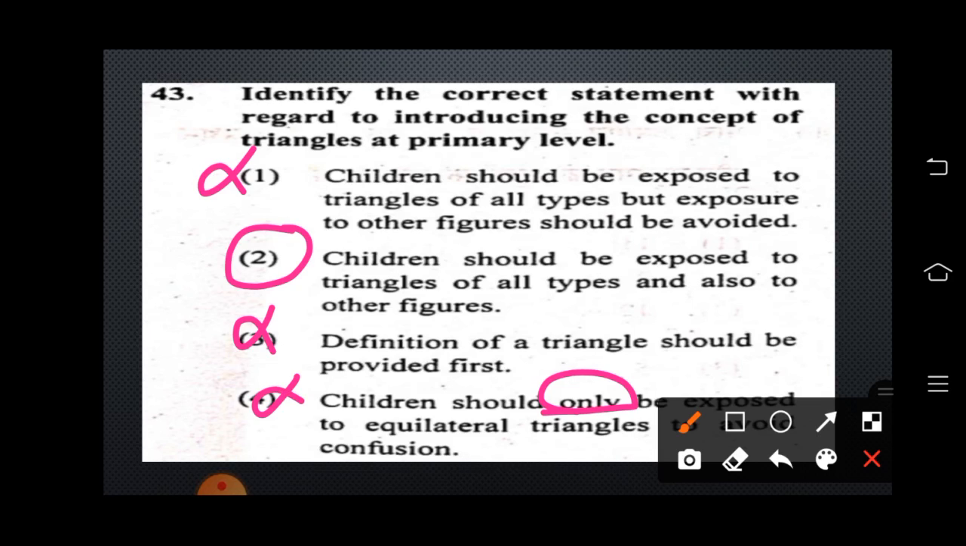When you are teaching anything, not only the concept of triangles, you have to show them the other figures also, and teach them by comparing. So option 2 is the right one.